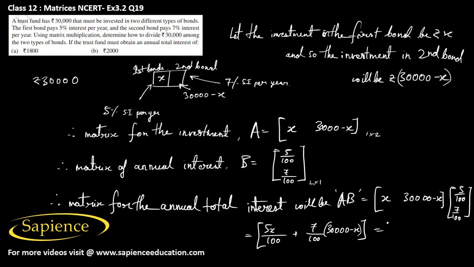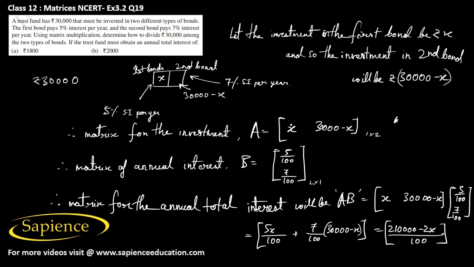So therefore, if we simplify it, then the LCM will be 100 and this will be 7 3 21. So this is 2,10,000 minus 7x plus 5x, that is minus 2x divided by 100. So this is the single element. And so now in the first part, it has been told, if the annual total interest is rupees 18,000, then how should the trust fund be divided in the two bonds?